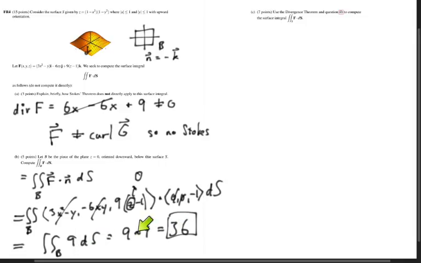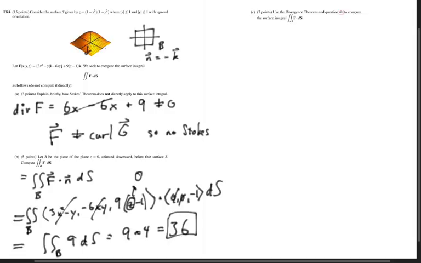I get 9 times 4, because the surface B has area 4. It's just 9 times the surface area. It's a flat square, 2 on each side, so I get 4. So I get 36 for my flux of this vector field through the bottom. All right, so we turn our attention to the last one.